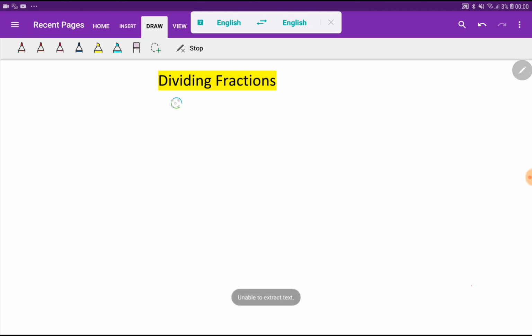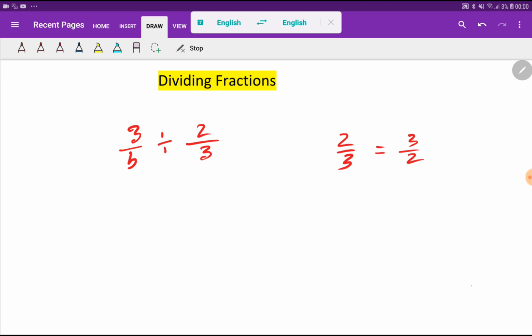So let me take an example. Let's say how to divide 3 by 5 by 2 by 3. Here the divisor is 2 by 3, right? So how to divide 3 by 5 by 2 by 3? Since 2 by 3 is the divisor, the reciprocal of 2 by 3 is 3 by 2. That is, you have to change the numerator and denominator. So the reciprocal of the divisor 2 by 3 is 3 by 2.